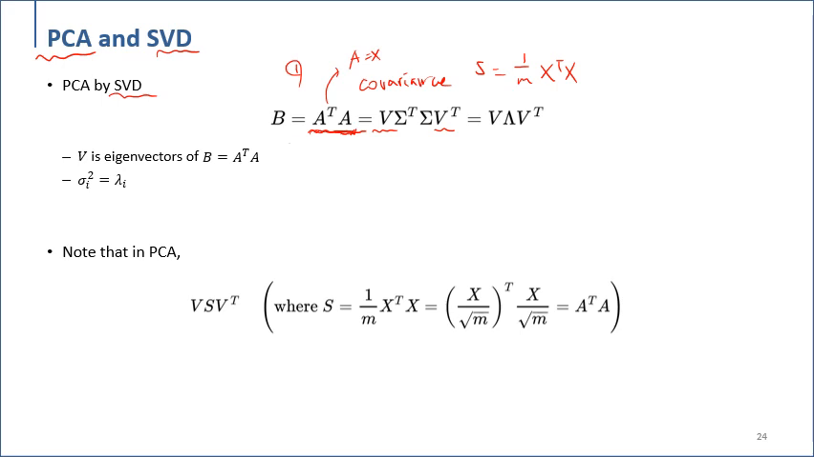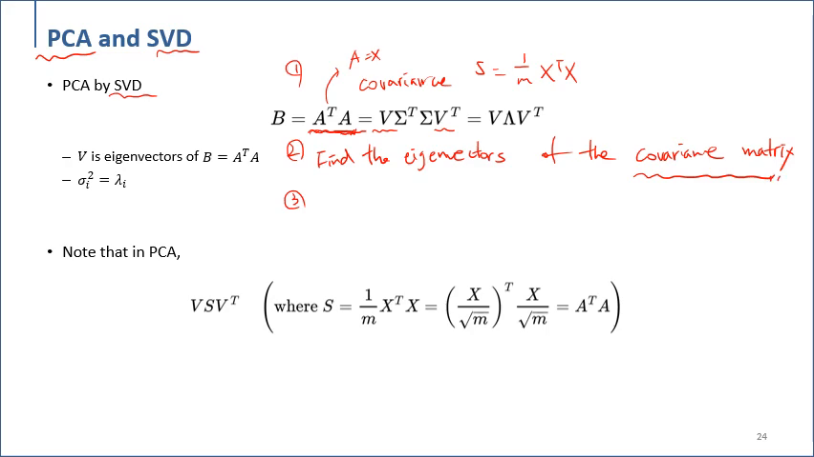So by finding the eigenvectors of the covariance matrix, you can calculate V, right? And in the previous lecture, we learned that PCA is just calculating the eigenvectors of the covariance matrix. So the columns of V are nothing but the principal axes.